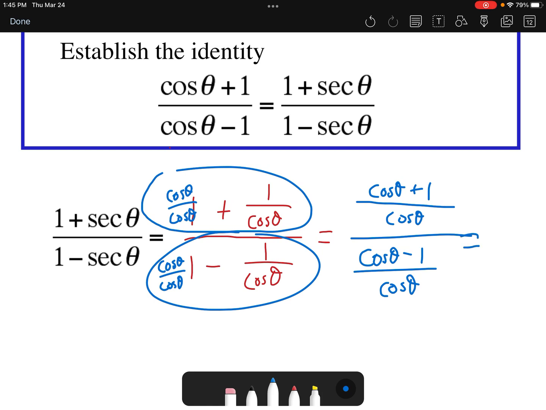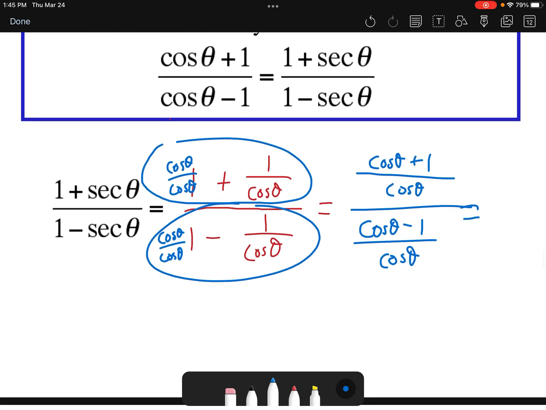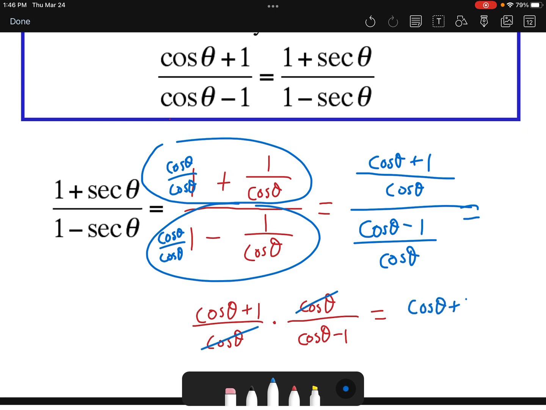Well, that leads us then, we're really close. How do you divide fractions? Well, we divide fractions by multiplying by the reciprocal of the denominator. So we're going to multiply by the reciprocal, which is cosine over cosine theta minus 1. You guessed it, the cosines cancel. And we now have cosine theta plus 1 over cosine theta minus 1, which is what our goal was anyway.